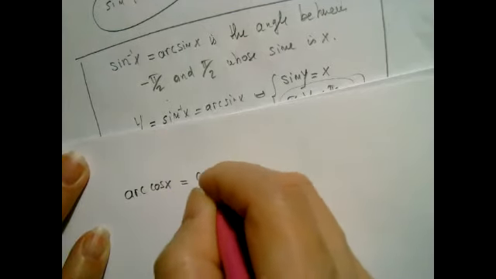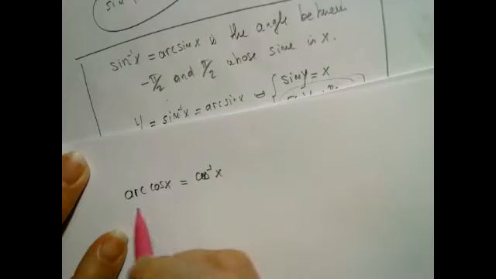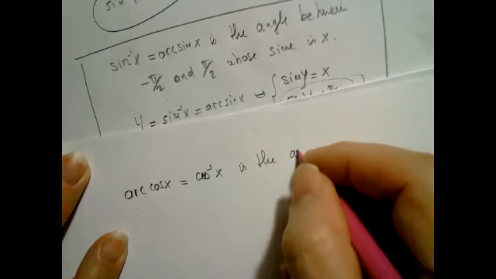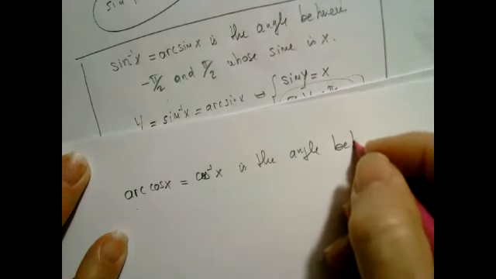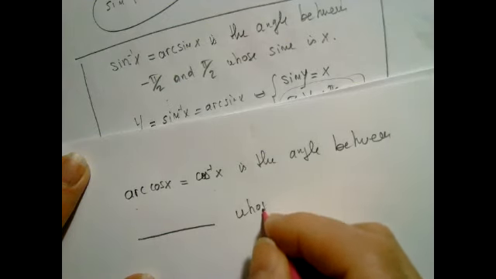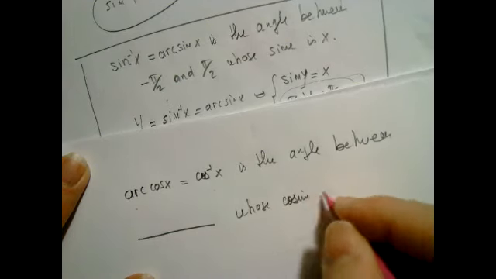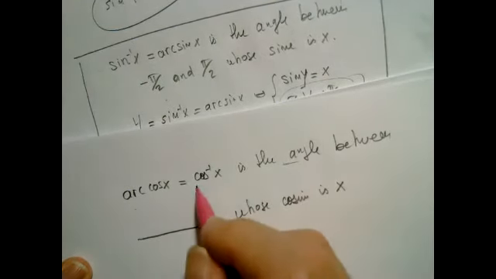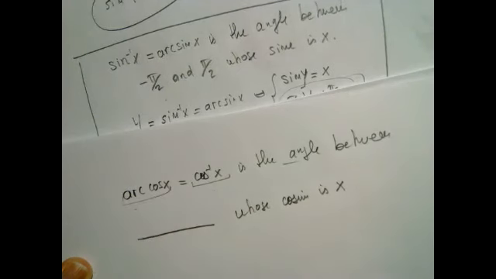Arc cosine or cosine inverse, both mean the same thing, is the angle, and I'm going to leave an empty spot here, whose cosine is x. So cosine inverse is the angle. The output here is an angle whose cosine is x. But the angle between what and what? Which angle? Okay, let me tell you which angle it is.